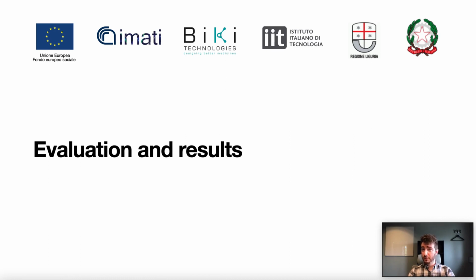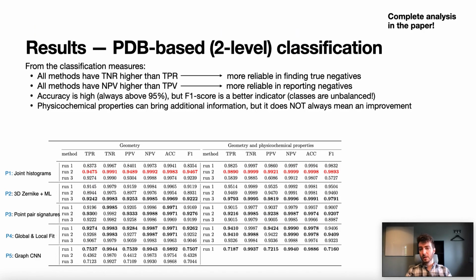Due to time constraints, I'm not able to give you a thorough analysis of all the measures, but I refer you to the paper for a more complete study. When considering a two-level classification, we can notice that all methods are more reliable in finding true negatives and negatives rather than true positives and positives. The overall accuracy of the approaches is quite high, being it always above 95%.